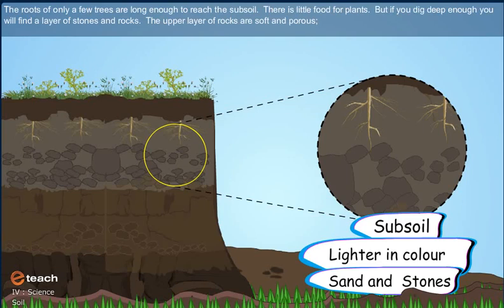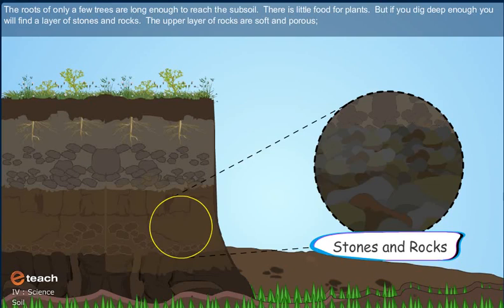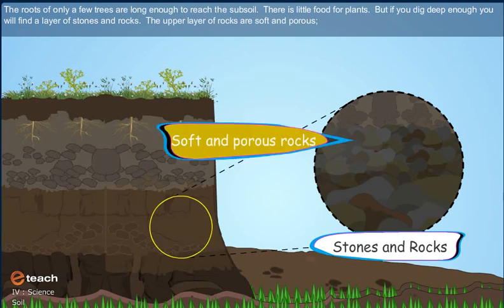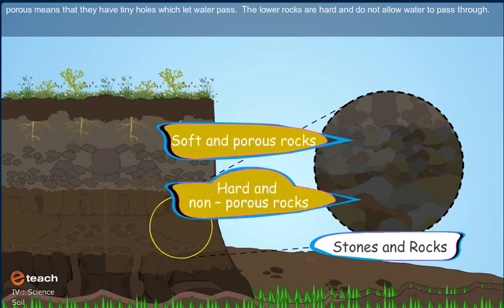But if you dig deep enough, you will find a layer of stones and rocks. The upper layer of rocks are soft and porous. Porous means that they have tiny holes which let water pass. The lower rocks are hard and do not allow water to pass through.